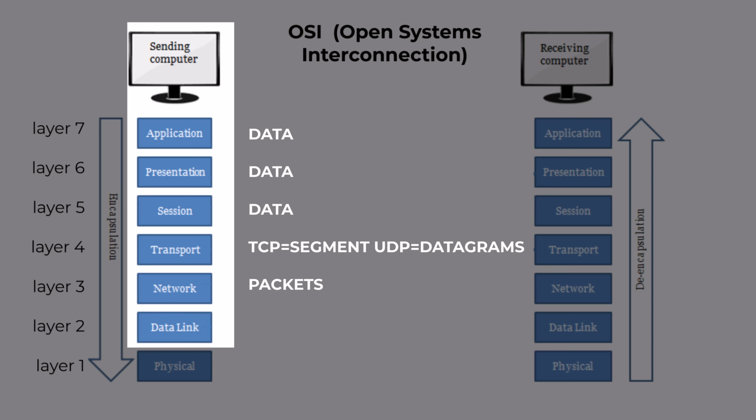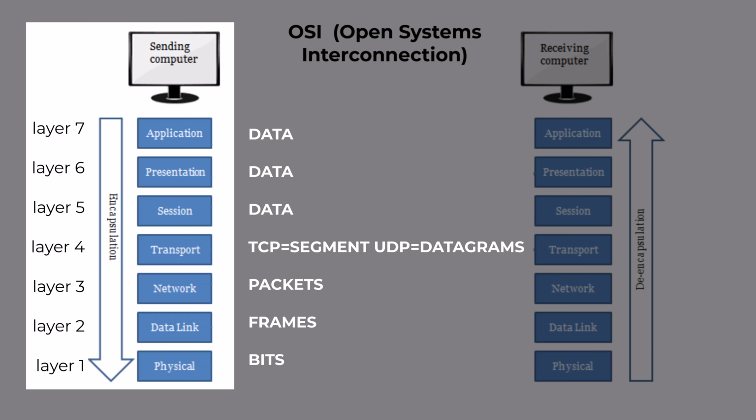Data link layer. This one handles communication between devices on the same network, like your computer and router. It turns packets into frames and adds physical addressing like MAC addresses. Encapsulation adds a frame header and trailer, including error checking information. Decapsulation uses this to ensure that data is intact.